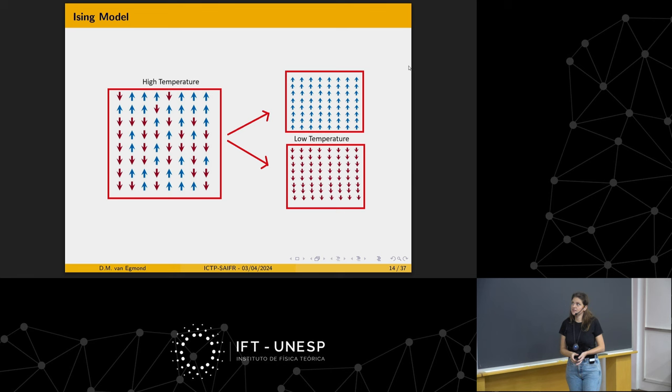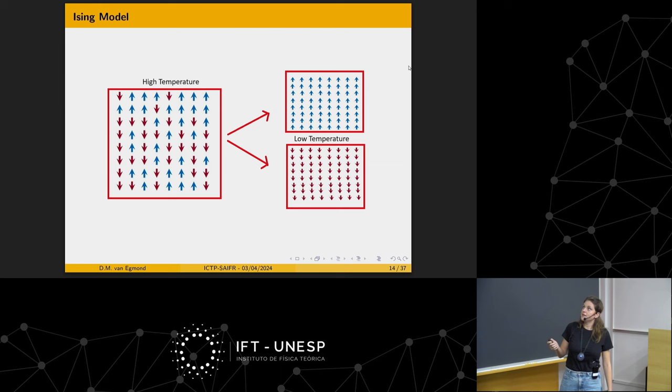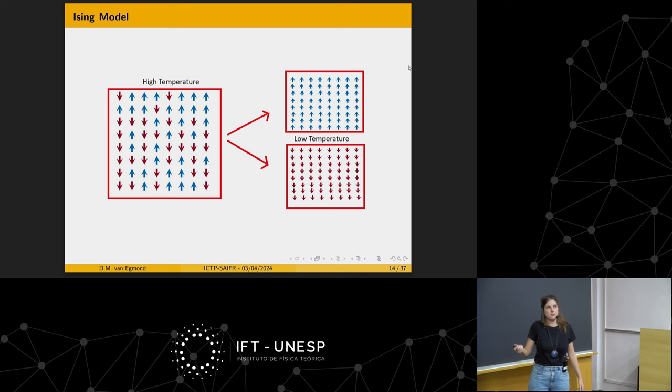So in the Ising model, we only have spins. So we have a set of spins, which are either up or down. We can have different kinds of configurations. We can have configurations where they're all randomly up or down. We can have a configuration where they're all up or all down.